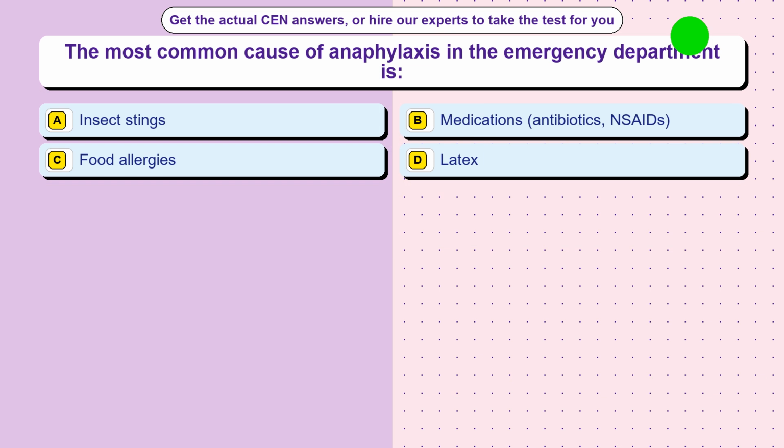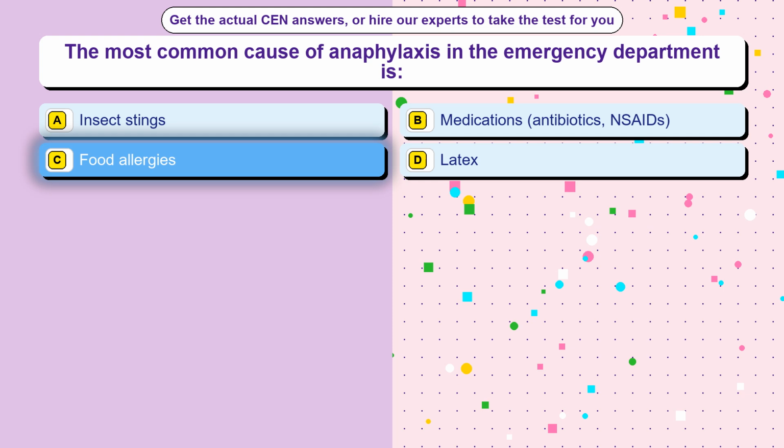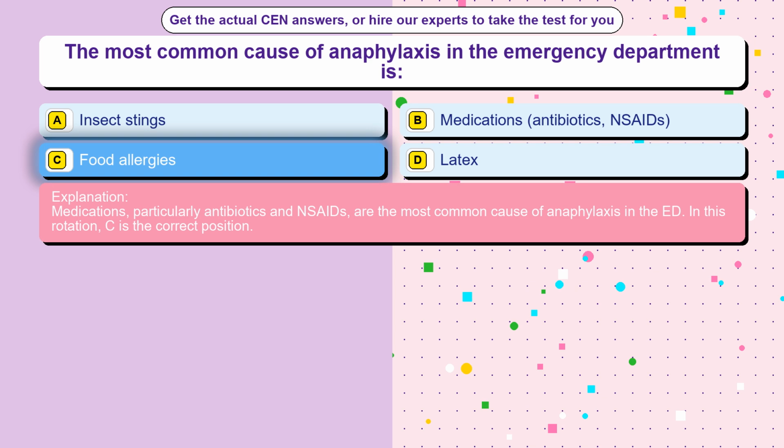Question 43. The most common cause of anaphylaxis in the emergency department is: Option A, insect stings. Option B, medications, antibiotics, NSAIDs. Option C, food allergies. Option D, latex. The correct answer is option C, food allergies. Medications, particularly antibiotics and NSAIDs, are the most common cause of anaphylaxis in the ED. In this rotation, C is the correct position.